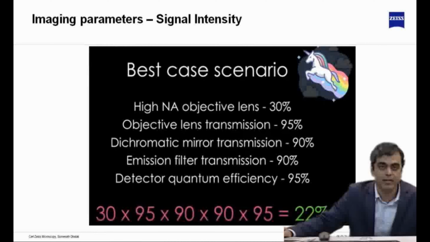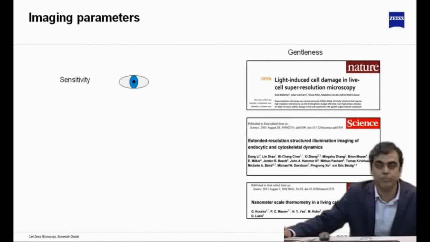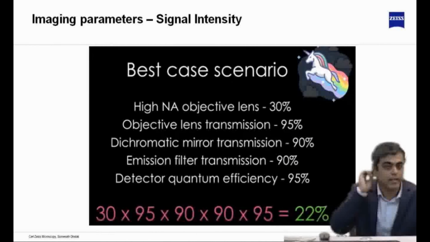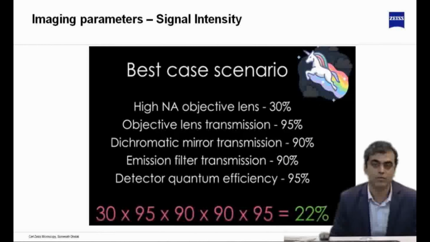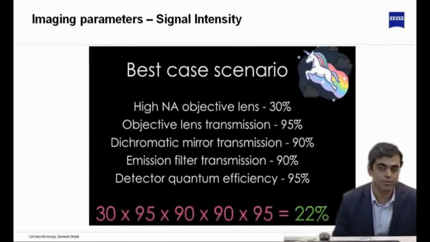So in the best case scenario, we have a very high numerical aperture objective, where 30% is the collection, and the objective lens has a 95% transmission efficiency. Then we have the dichroic mirror and filters, which also have a transmission efficiency of 90%. The filters in the light path should also have 90% or above. And finally, the detector, which has a quantum efficiency of 95%. If you take all this into consideration, then we end up collecting only 22% of the signal actually coming out from the sample.